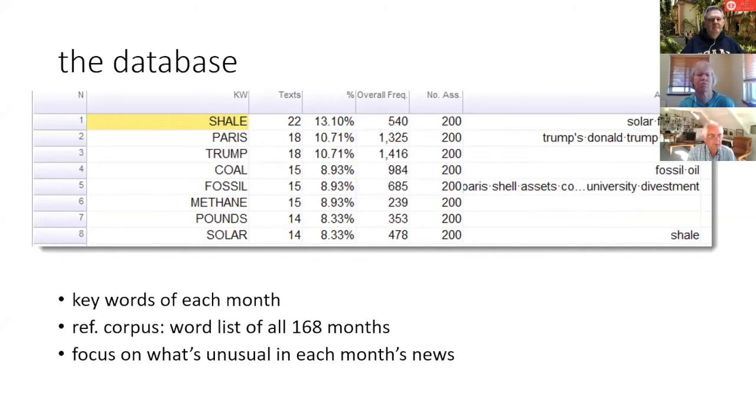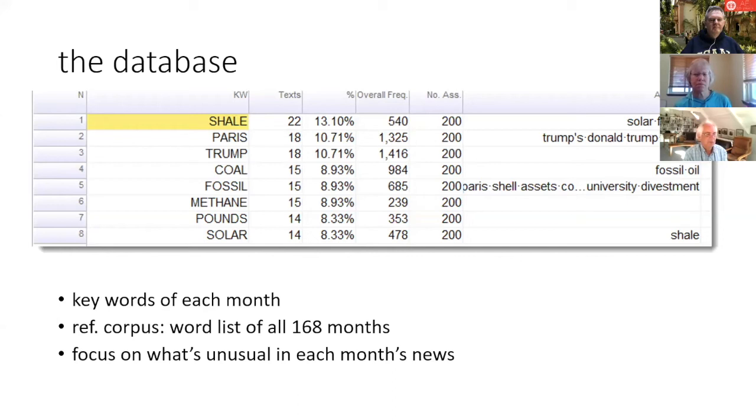Let me just make that a bit clearer. The word shale is key in some months, but isn't key in all the 14 years of our text, the 168 months. It couldn't be, because the reference corpus here was a word list of the whole lot. So we're looking for things that are going up and down in particular months and proving to be quite exceptional. So there are some months when shale is particularly significant.